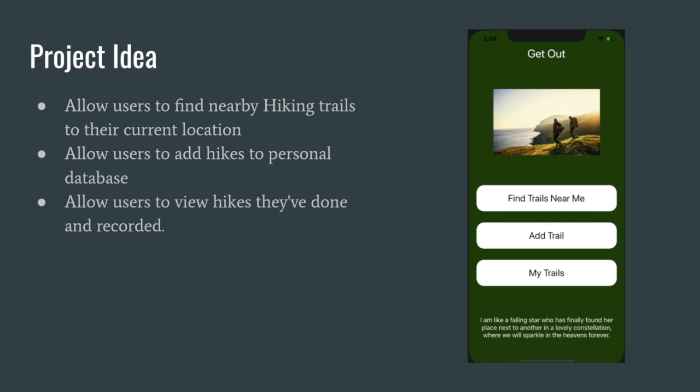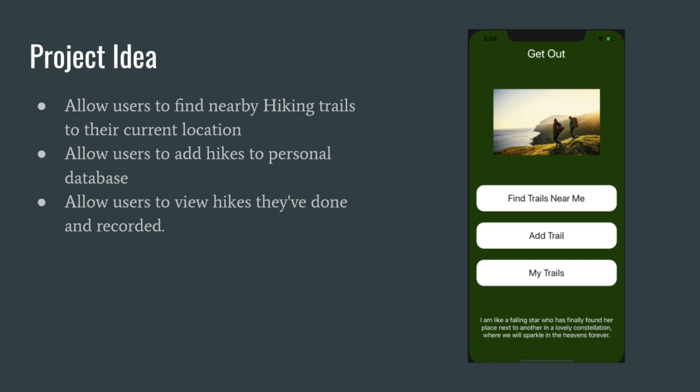It also allows users to add hikes to their personal database. Within these hikes, it includes details such as name, a picture, journal entry, rating, distance, difficulty, and even route. It also allows users to view hikes they've done and recorded and even find those hikes on a map view. Also, just to mention, the quote that you see on the bottom of the picture on the right hand side of the screen is gotten from a motivational quote API.